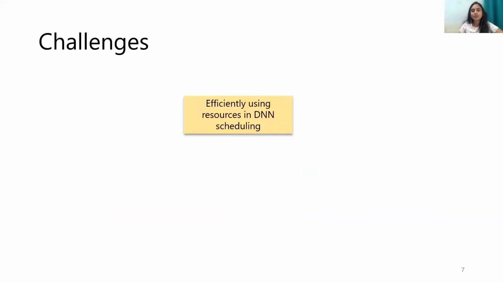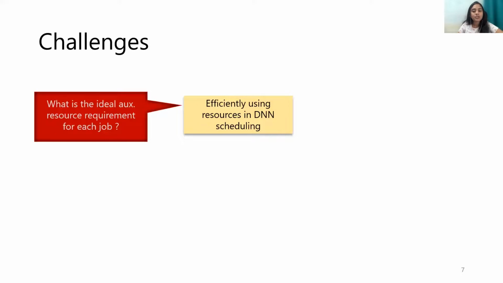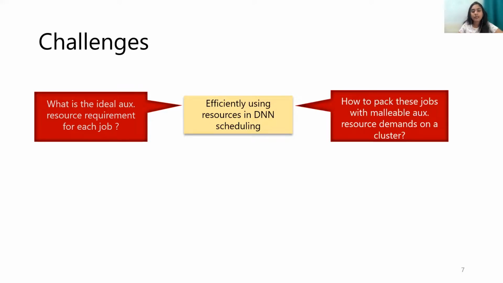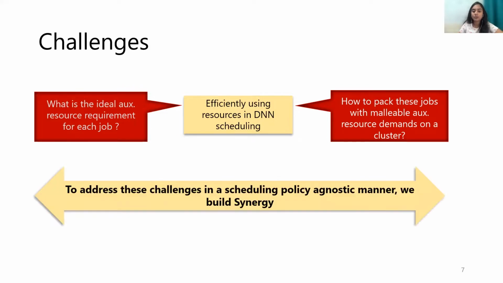While the idea is hopefully intuitive, imparting such resource sensitivity raises 2 important problems which prior work hasn't tackled. So the first is to identify what is the ideal resource requirement for each job. And the second is to find out how to pack these jobs onto the cluster in such a way that the overall cluster throughput improves, especially given that these auxiliary resource requirements are tunable. So to address these challenges, we introduce Synergy.